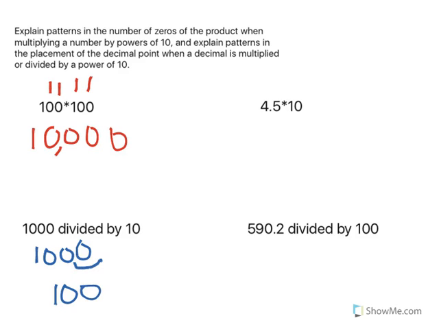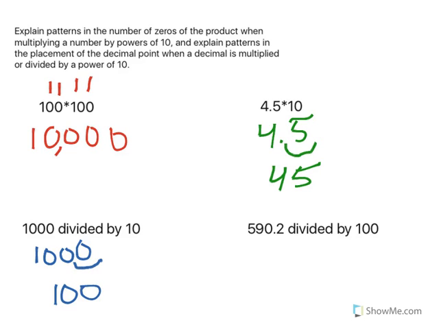Now we go to the top right. We have 4.5 times 10. So we write 4.5. We have 1 0, so we move the decimal over to the right one time because we're multiplying, so our answer is 45.